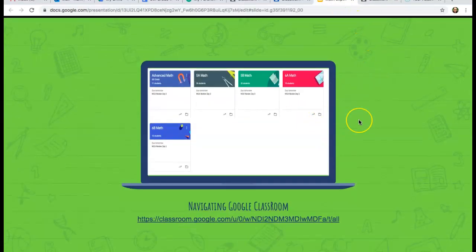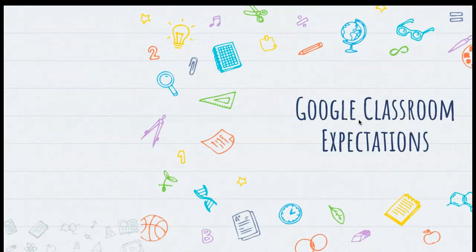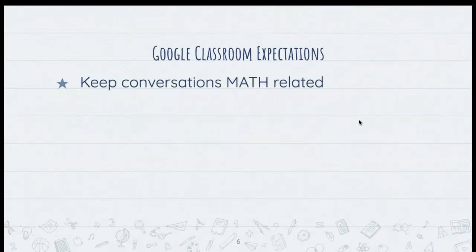Now navigating Google Classroom, we have Google Classroom expectations. These are what I expect you to follow each day. Keep conversations math related. We've had some students who are writing random stuff under their comments, under assignments, and under other things that I post in the classroom. Those comments need to stop. They need to be math related questions.